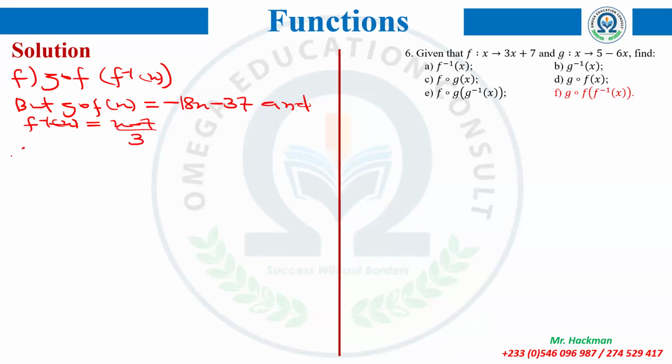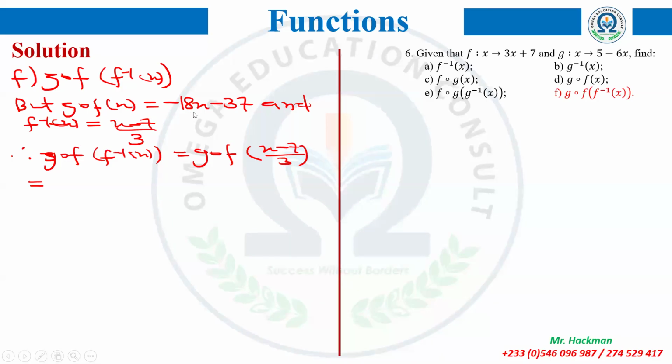So I'll write, therefore, my g of f inverse will be equal to g of f, and I feed it with f inverse. I know f inverse is x minus 7 over 3. I hope you are following me, professors. Yes, please, if anyone is lost, please let me know. We all started together, we'll end together. So now this means wherever I see x in g of f, I put x minus 7 over 3 there.